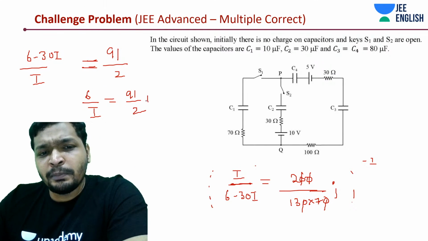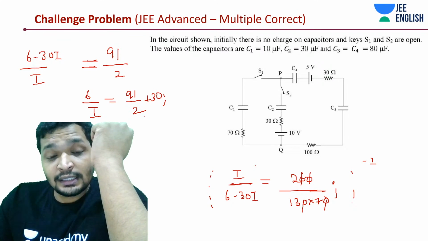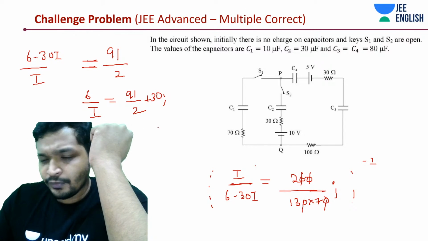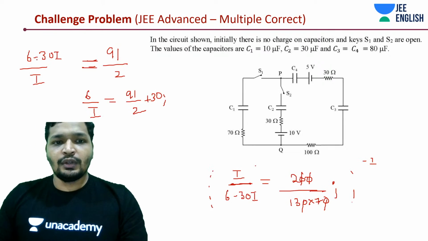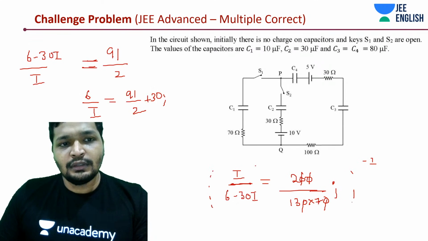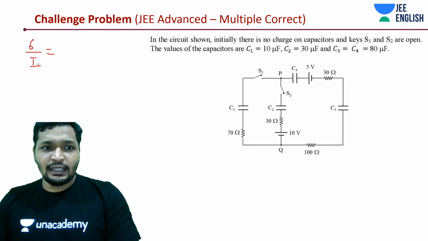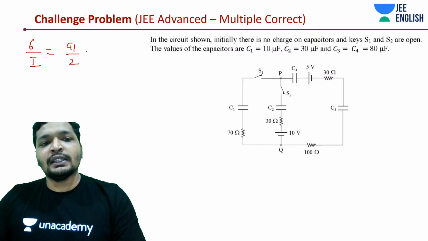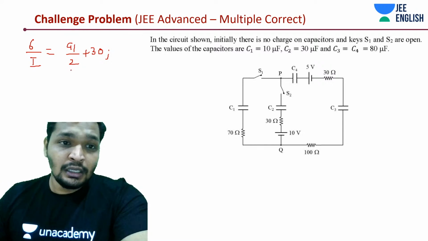91 by 2 plus 30. That is how much, guys? That is 12. I is equal to, just extending this calculation on the next page. 6 divided by I, have we gone wrong? No. I think it's all fine. So 6 divided by I is equal to 91 by 2 plus 30. So that is 60, that is 151 by 2.